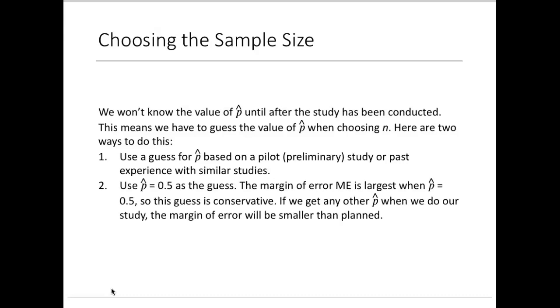So that's the other thing to do. Just use 0.5, and that'll make our margin of error the largest it can possibly be, which is going to give us the most conservative estimate for what our sample size should be. All right, so two decisions. One, if we have a pilot study, just use the p-hat that we got from the pilot study. If we don't have a pilot study, just use 0.5, because that's being as conservative as possible.